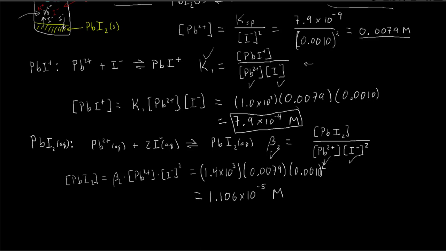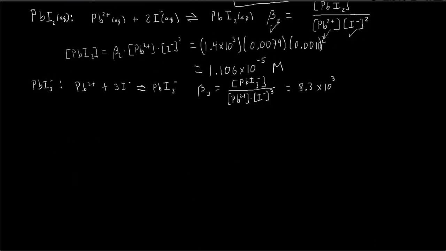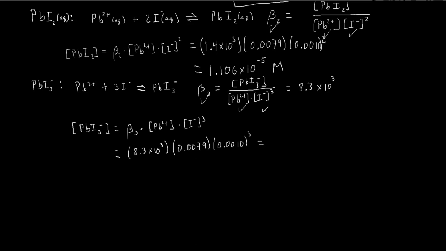And then we just keep on with this procedure. So for our PbI3 minus, same procedure. So here's our beta 3 equilibrium reaction. And again, we know the value of beta 3. We know our lead and iodide concentrations, so we solve. And this is what we get when we solve the algebra and substitute the numbers in. You might want to pause this video and just check that you get the same calculated value that I do. So rounded to two significant figures, I get 6.6 times 10 to the negative eighth molar.